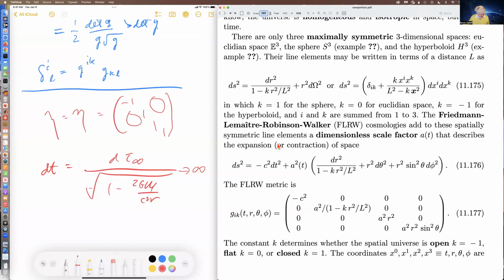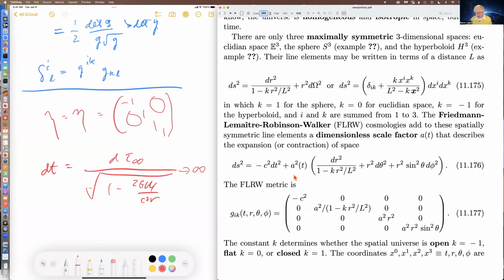And these simplest cosmologies, in other words, since we haven't seen any departure from isotropy and homogeneity in the universe on large scales, what we say is, well, our cosmology should be one of these maximally symmetric 3-dimensional spaces times time. We just put time in the most trivial way, minus c squared dt squared.